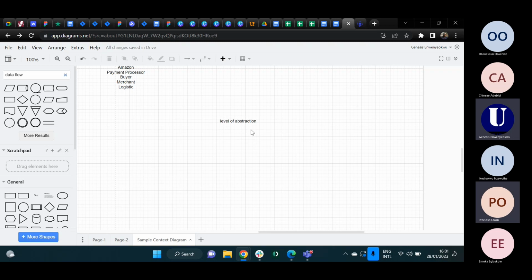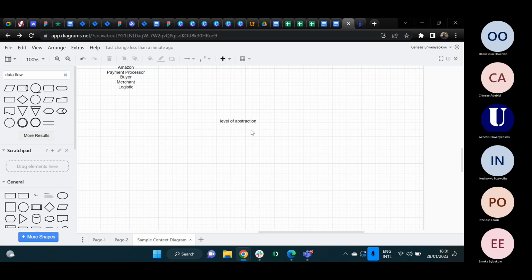The levels start from level 0. Then we have level 1. We have level 2. I've not seen a level 3 diagram because I don't think we even need to get to level 3. But the most people get to most times is level 2. Sometimes they stop at level 1. But level 0 is where the context diagram comes in.